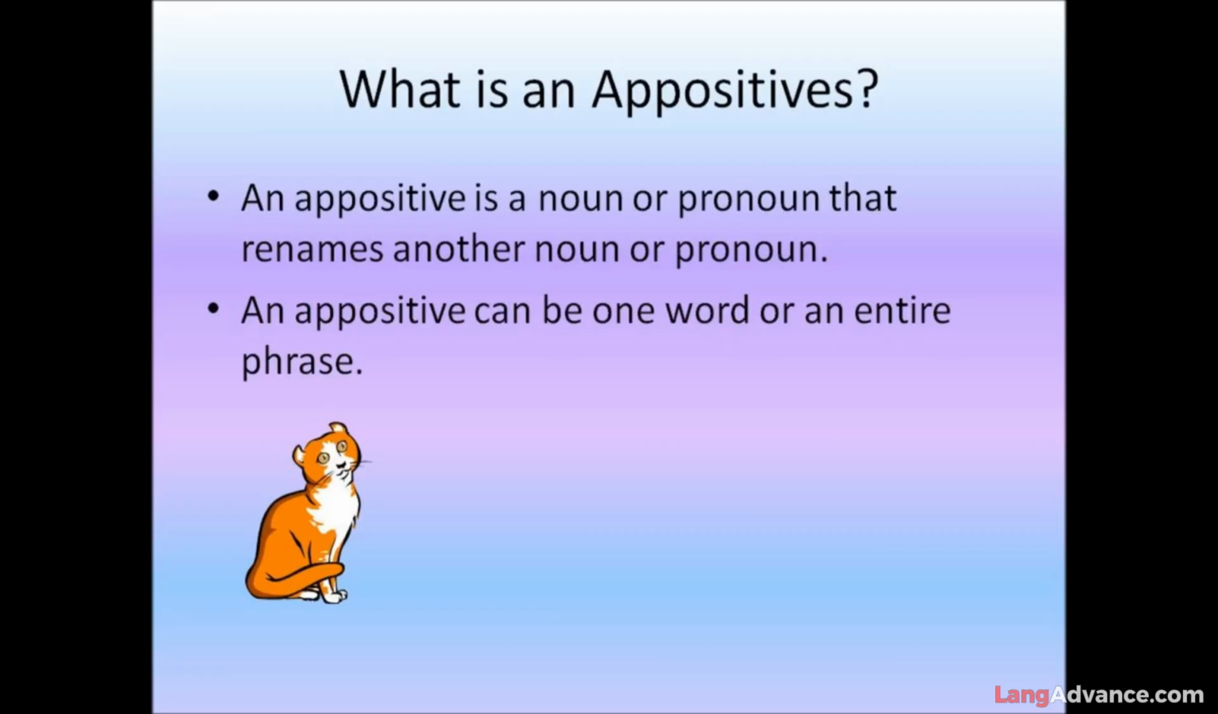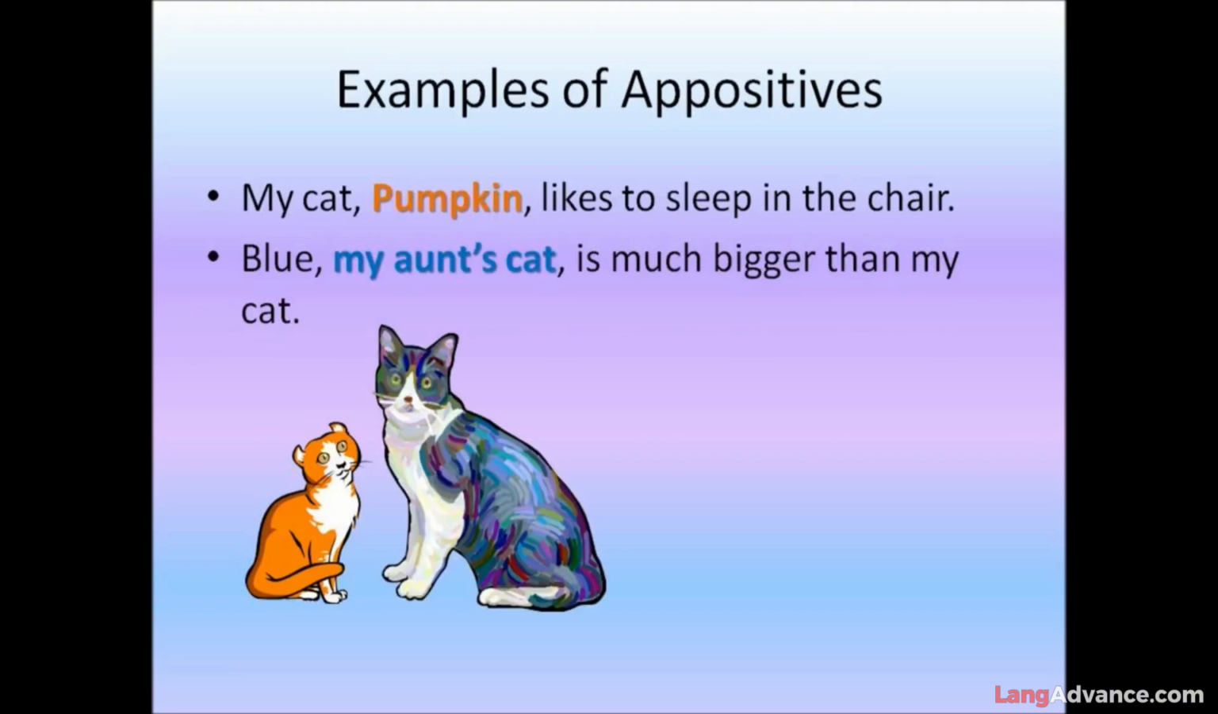An appositive is a noun or pronoun that renames another noun or pronoun. An appositive can be one word, or an appositive could be an entire phrase. Here are two examples. In the first sentence, my cat, Pumpkin, likes to sleep in the chair. Pumpkin renames my cat. In the second sentence, Blue, my aunt's cat, is much bigger than my cat. My aunt's cat is the appositive that renames Blue. Pumpkin renames my cat. My aunt's cat renames Blue.